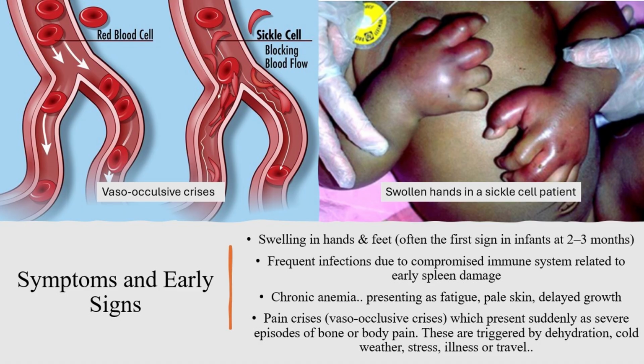Okay, so on the left, we can see how normal round red blood cells move smoothly throughout a vessel. But on the right of that very image, we can see how sickled cells clump up and form a blockage in those same vessels. This blockage is actually called a vaso-occlusive crisis, and it is the major cause of pain in the disease.